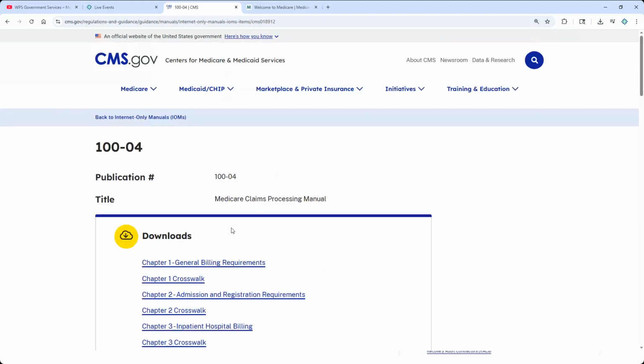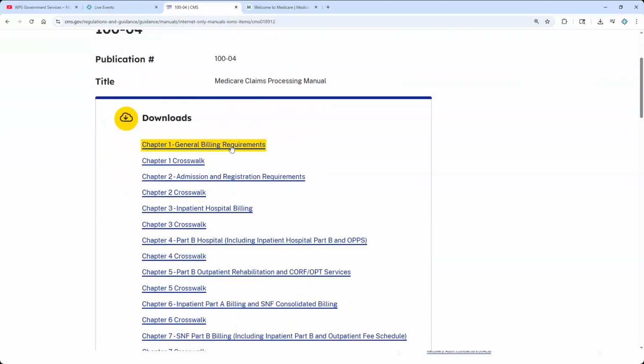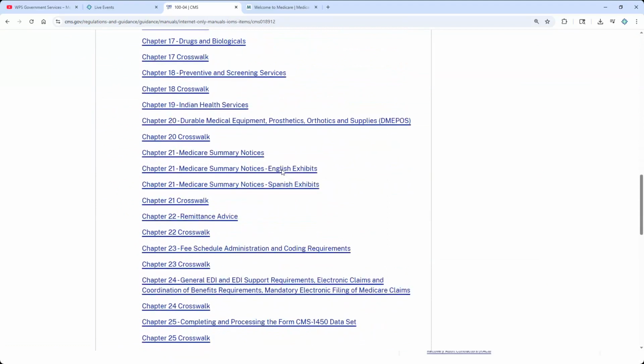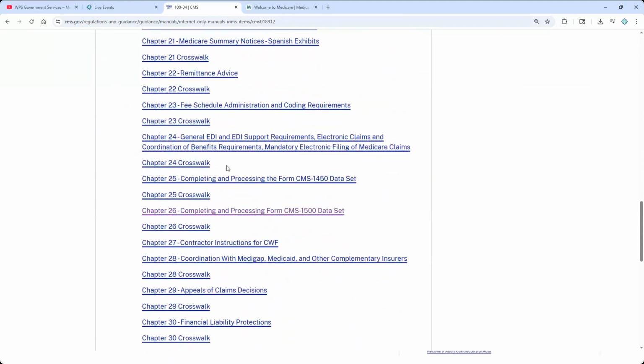And there are 3 chapters. It just depends on how you bill. So if we go down, we can see here's some general billing stuff. Oh, that's all good. But let's go down a little bit further, and let's stop at 24. If you bill electronically, here's some general instructions for you. If you bill on the UB04 or the CMS 1450, here's how CMS expects that claim to be completed.